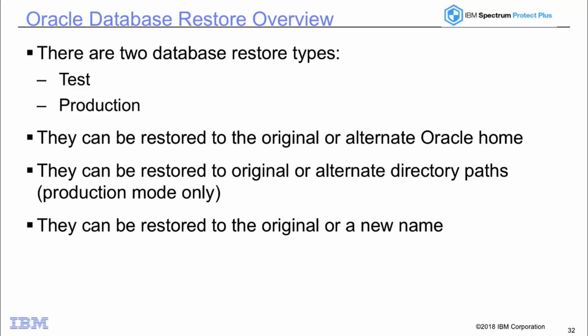The restores for Oracle databases are very similar to SQL Server. There are two database restore types, test and production, and we're going to go over what each one of those mean. Basically, test leaves the database on the vSnap server, production copies the database back. They can be restored to original or alternate Oracle home and original or alternate directory paths for production. And you can rename an Oracle database if you choose to.